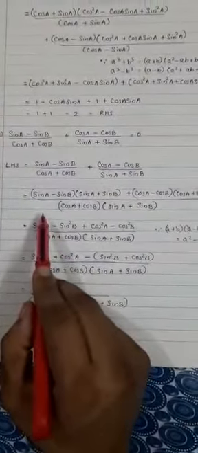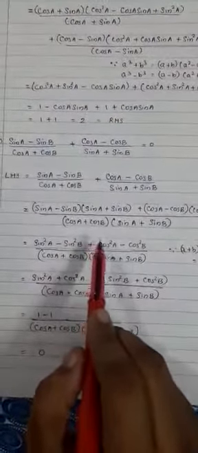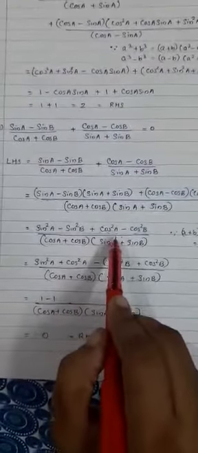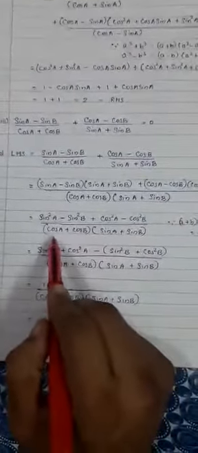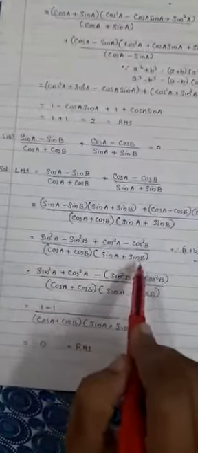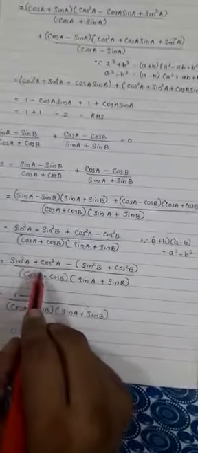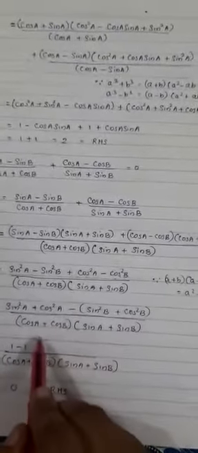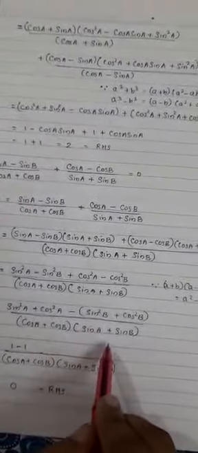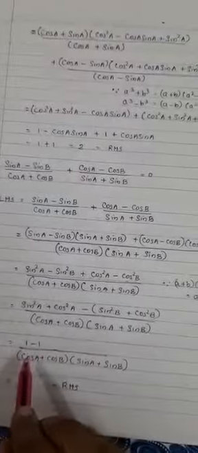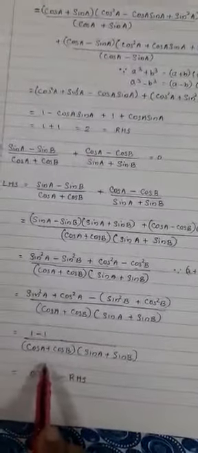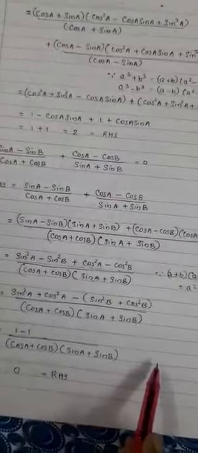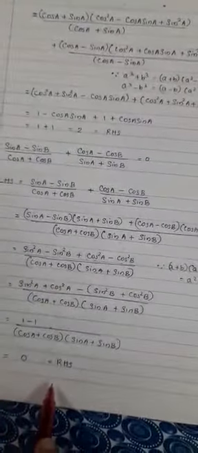Since A minus B into A plus B is equal to A square minus B square, this is sin square A minus sin square B plus cos square A minus cos square B divided by cos A plus cos B into sin A plus sin B, equal to sin square A plus cos square A minus of sin square B plus cos square B divided by cos A plus cos B into sin A plus sin B, equal to 1 minus 1 divided by cos A plus cos B into sin A plus sin B, since sin square A plus cos square A is equal to 1. That is equal to 0 equal to RHS.